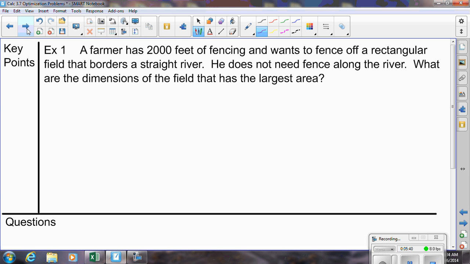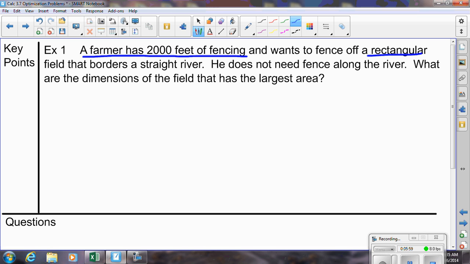So, what's going on? What are some of the important characteristics that we should see? Okay, so 2,000 feet of fencing is talking about the distance that you'll be able to put up a fence.